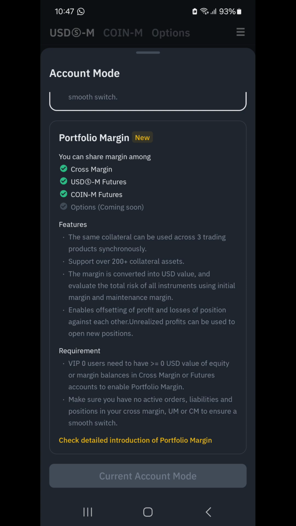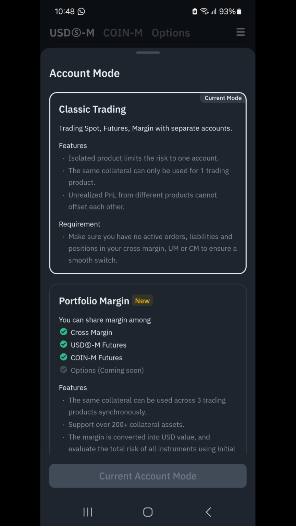You see, we have the same collateral that can be used across three trading products synchronously, and then we have support for over 200 collateral assets. The margin is converted into, and so on. You can read it. I'm here just to give you the overview, a glimpse of this, for you to understand. So we have the account mode that you need to set, but for now, it is the default one, which is the classic mode, right?